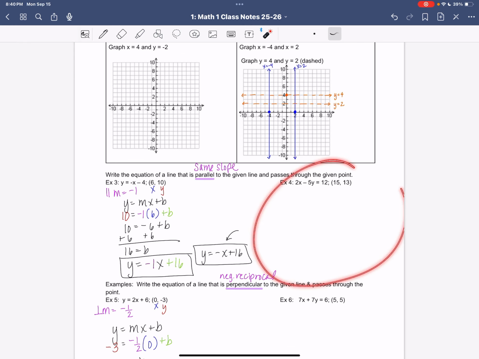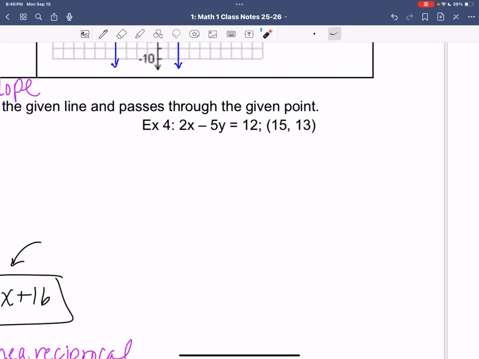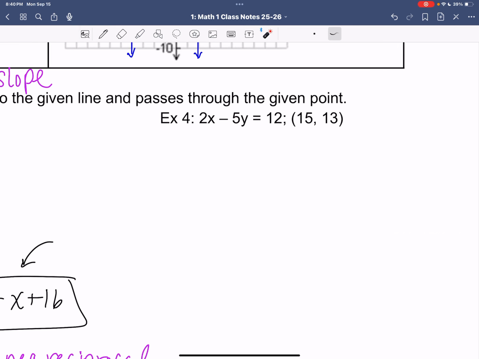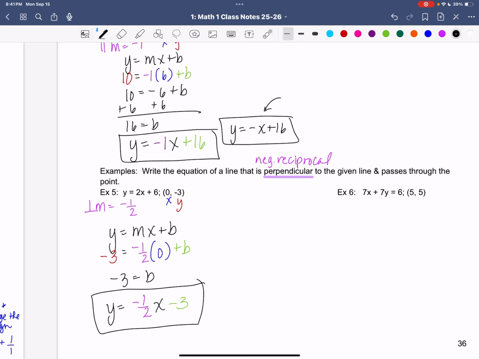All right, I want you to go ahead and try that one. I will give you a hint on this one. You have to solve for y first. You have to put in y equals mx plus b. So put in y equals mx plus b first, then you can go through and solve and do the rest.